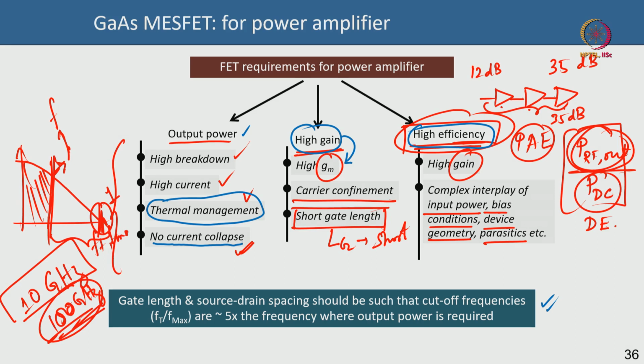We concluded the discussion by saying that at whatever frequency you want to deliver power from a power amplifier, the cutoff frequency should be a few times higher than that in order to get reasonable gain. Sometimes gain may not be an important parameter, in which case you can have a cutoff frequency which is just 2 or 3 times more. But if your gain requirement is also there, then you better have a higher cutoff frequency. But not super high, because then you will have to sacrifice on the breakdown. So those trade offs keep coming in.